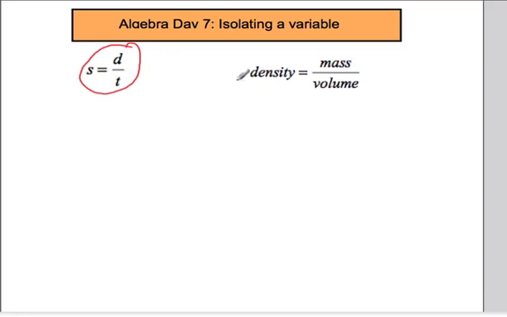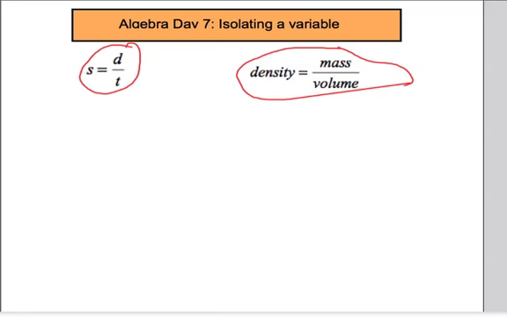This is an example of two equations that you see a lot, especially in science. This one, of course, is speed is equal to distance over time, and this one is to find the density of something. You do mass divided by the volume.